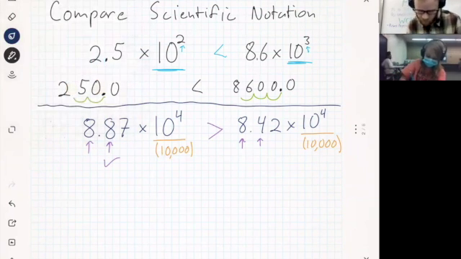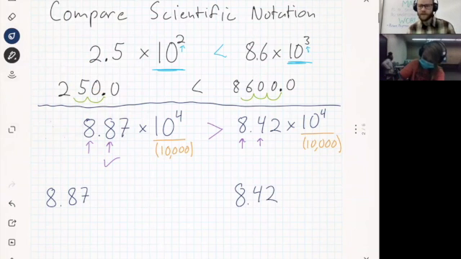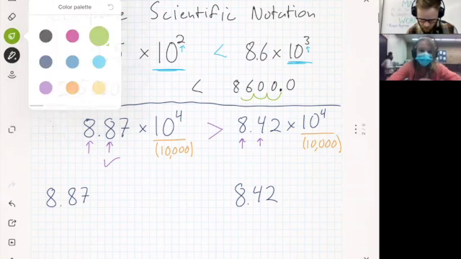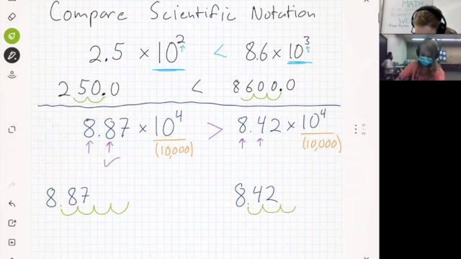So let's rewrite this down here. We've got 8.87. I've got 8.42. And in both cases, Emma, how do we move our decimal to convert from scientific notation to standard notation? In both, you move to the right 4 times. Yep. So 10 to the 4th. So we move to the right 1, 2, 3, and 4. Then 1, 2, 3, and 4.